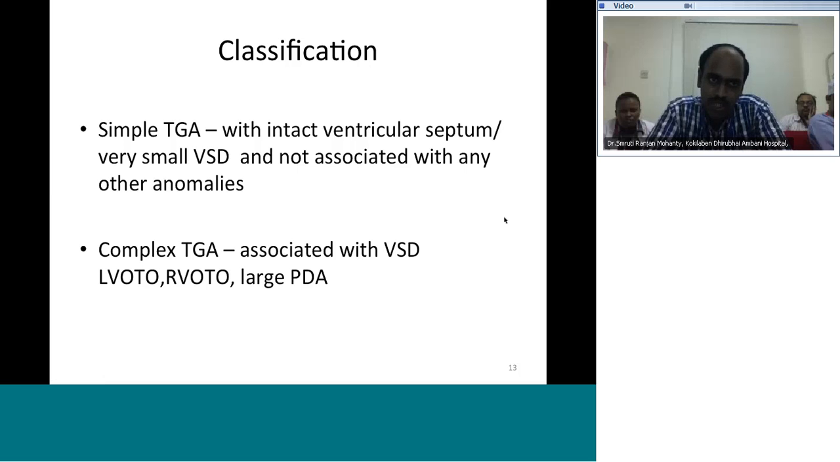Classification of transposition is into simple TGA and complex TGA. Simple TGA refers to TGA with intact ventricular septum. You may or may not have a PDA. If you have a VSD, then there should be a very, very small VSD. There should not be anything else. Complex TGA is TGAs with either a large ventricular septal defect, or LVOT obstruction, RVOT obstruction, or a very large PDA associated with some pulmonary vascular disease.